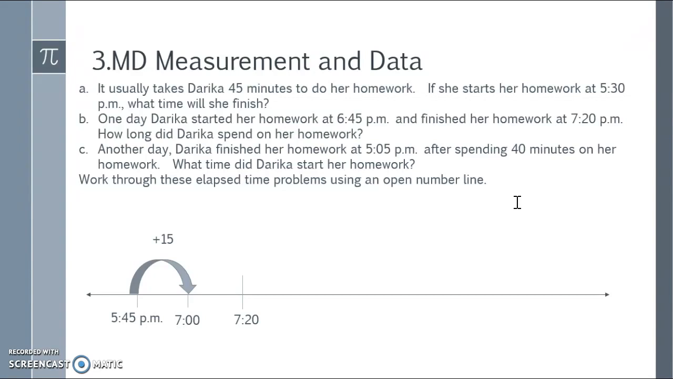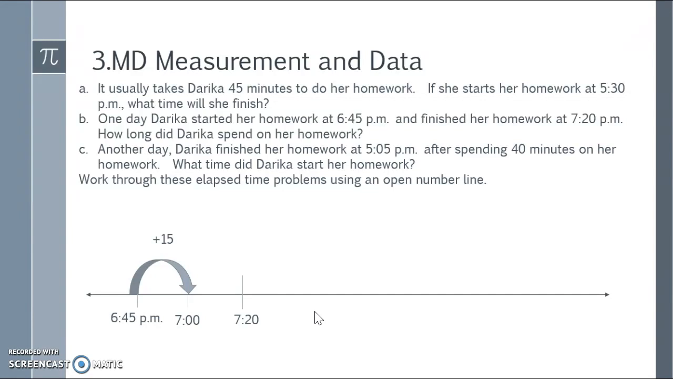One day, Derica started her homework at 6:45, and you can see that I have a typo here. Here we go, fixed it. There we go. Started her homework at 6:45 p.m. and finished her homework at 7:20. How long did she spend on her homework?